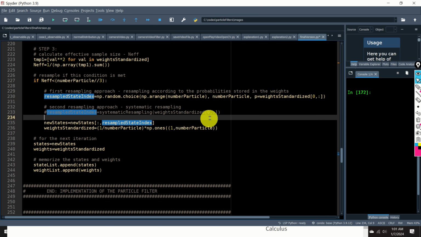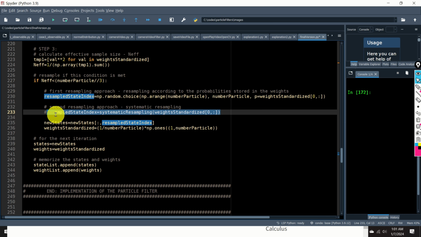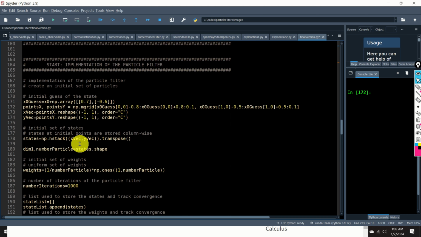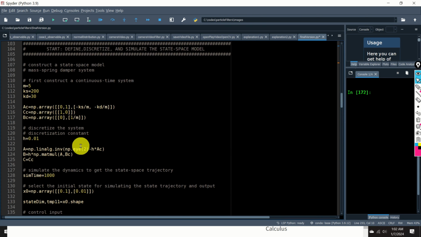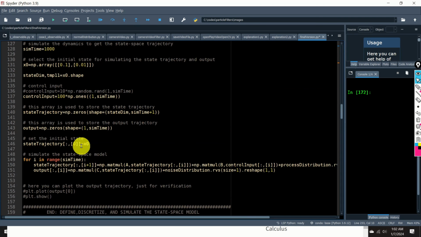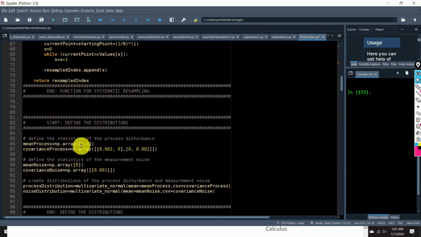Another approach is to use systematic resampling, and we explain this function at the beginning of this video tutorial. Here it is. Here's the function.